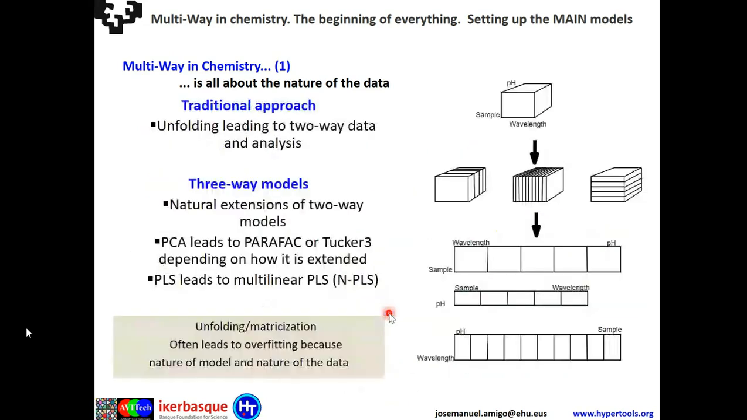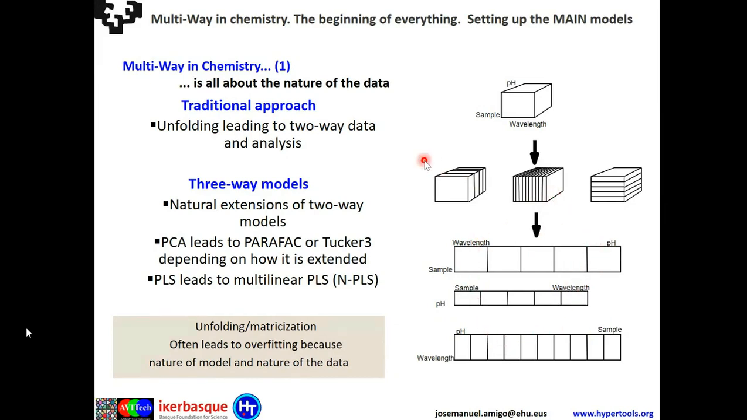So if you think about this structure, there are actually three ways of unfolding this three-way structure. So for instance, here we have wavelength, sample, pH. We can create a matrix that is sample times wavelength pH, or pH times sample wavelength, or wavelength pH times samples. So at the end, this complicates the story a little bit.